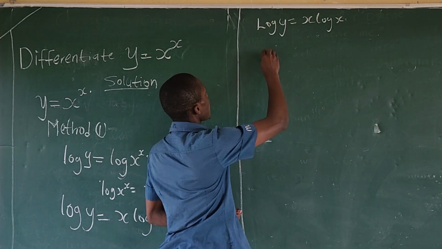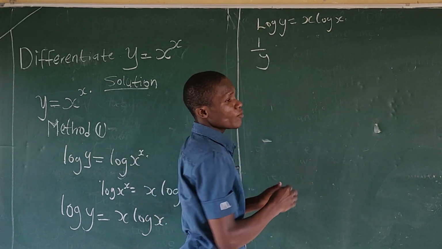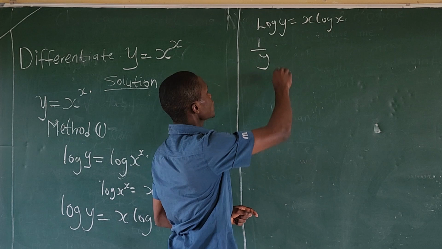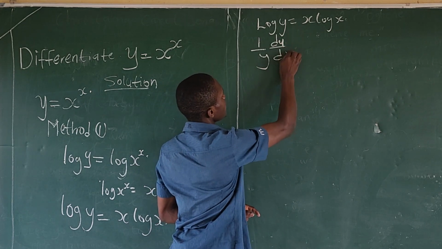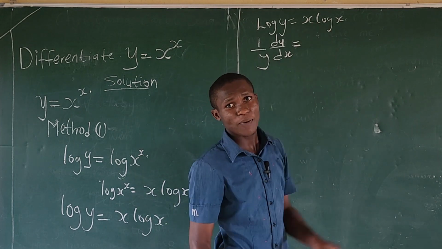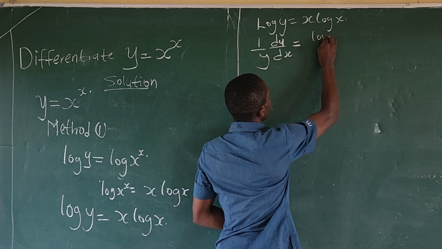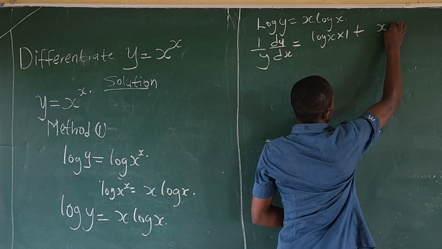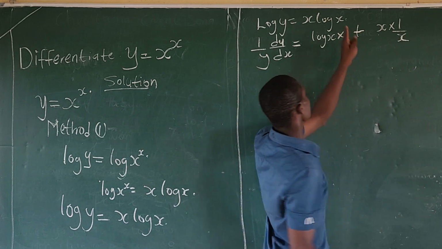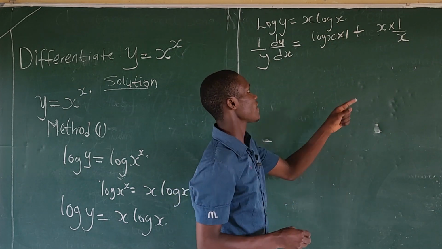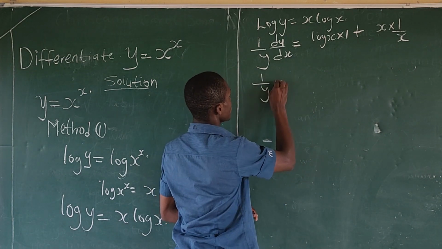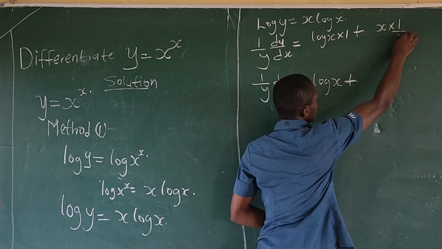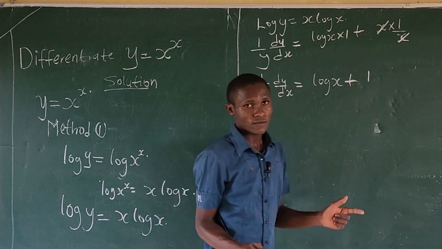Applying the product rule formula, I'm going to have 1 over y. When you are differentiating y, because a question like this is more or less an implicit differentiation, I'm going to attach dy/dx. So I'm going to have dy over dx, and applying the product rule, log x times 1 plus, when I differentiate log x, x times 1 over x. So I'm going to have 1 over y dy/dx equals log x plus, so this x will cancel this x, and we are left with 1.